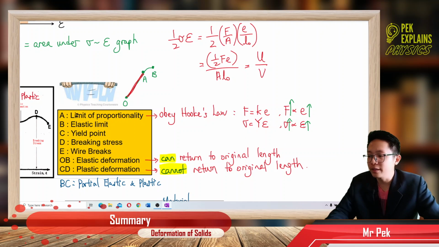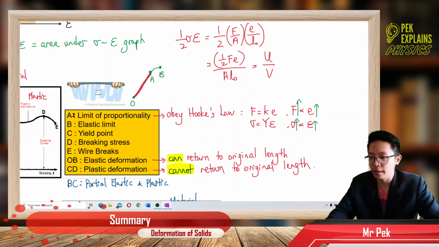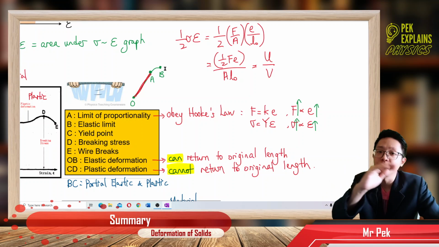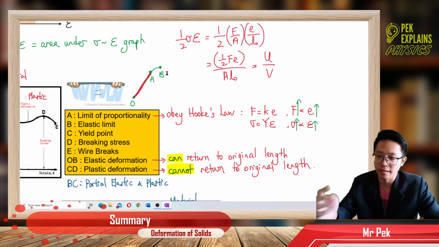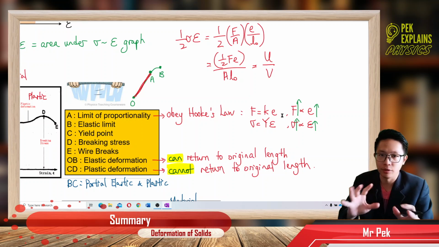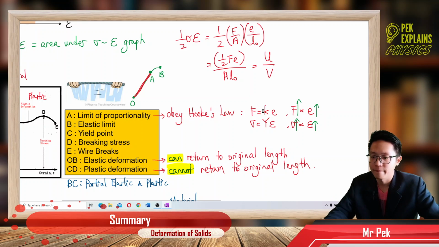So before the limit of proportionality, point A, these two equations are valid: force F equal to kx, and stress equal to Young modulus times strain. After point A, the graph becomes curved already. It's no more a straight line. So these two equations cannot apply anymore.